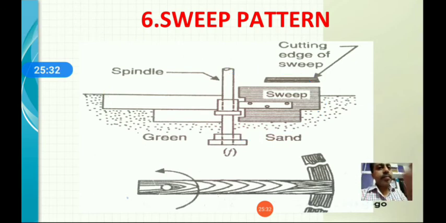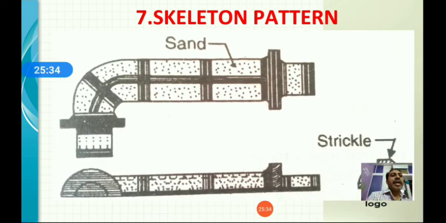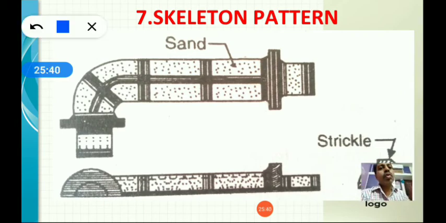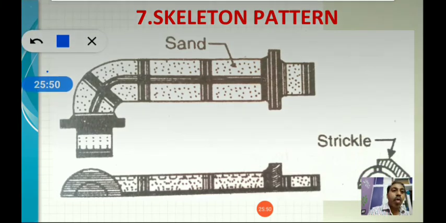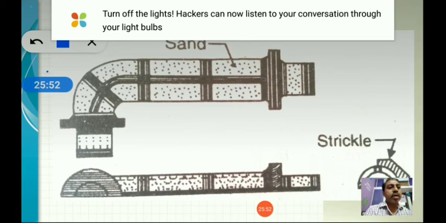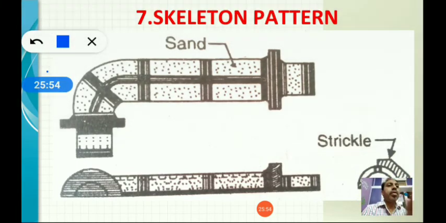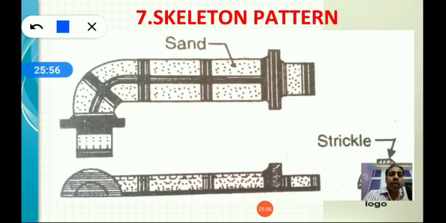Okay, next pattern is skeleton pattern. Skeleton pattern is used in case of very large product. If a large product is there, we must prepare a large pattern. It will take more time, as well as it is costlier. That's why we just create a skeleton of wood.